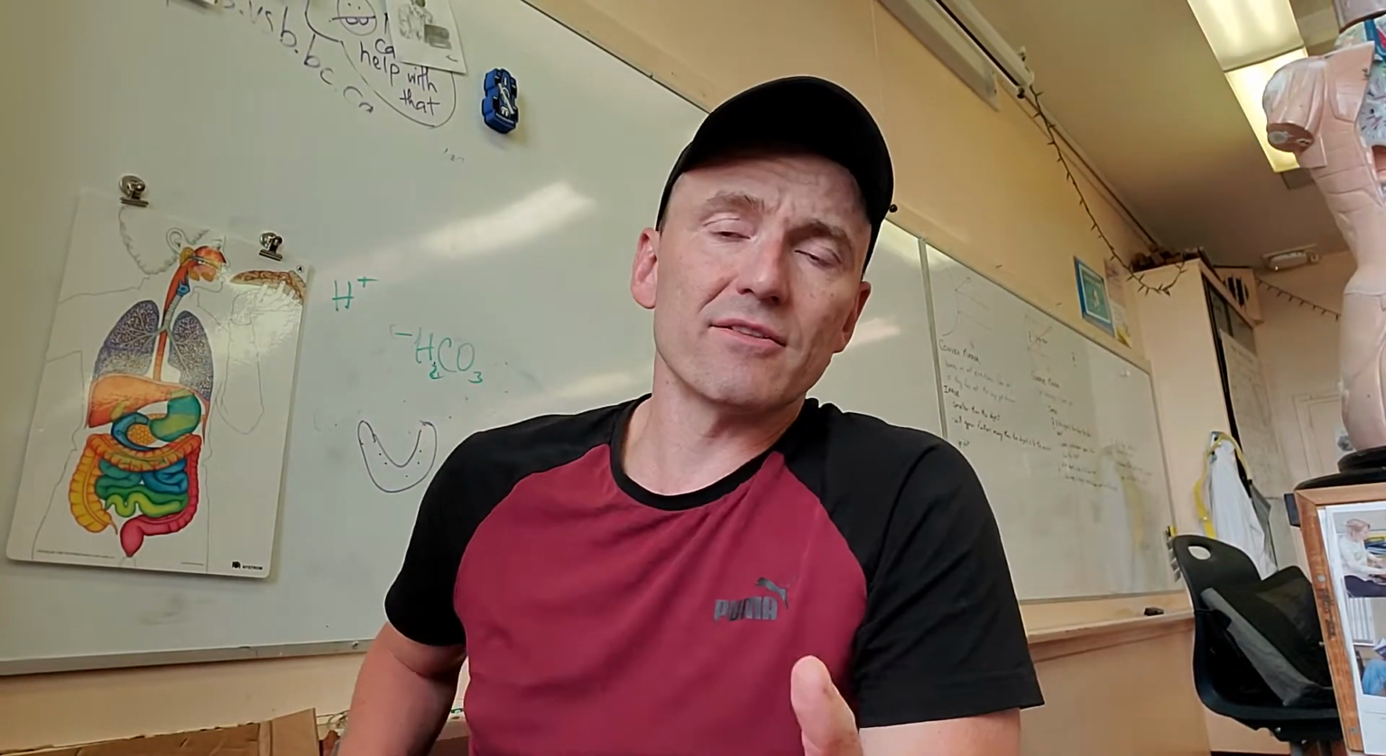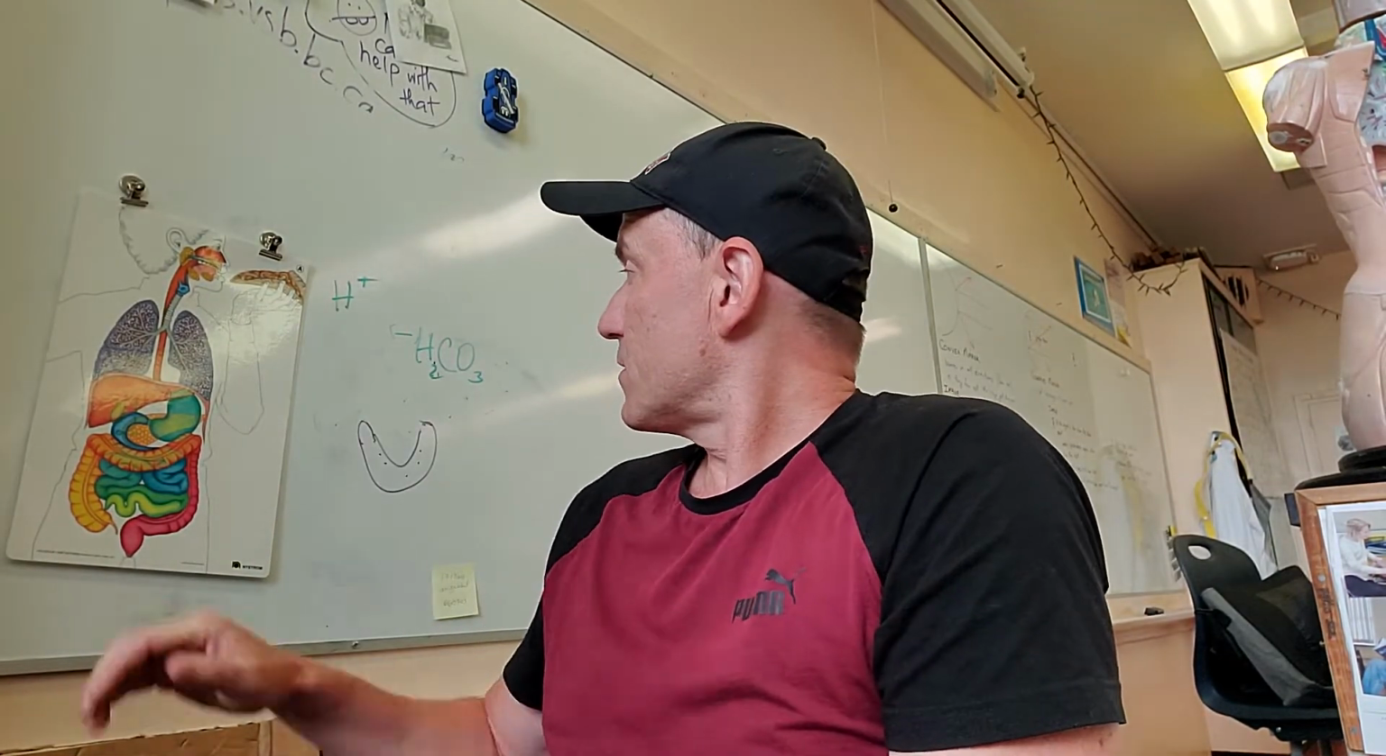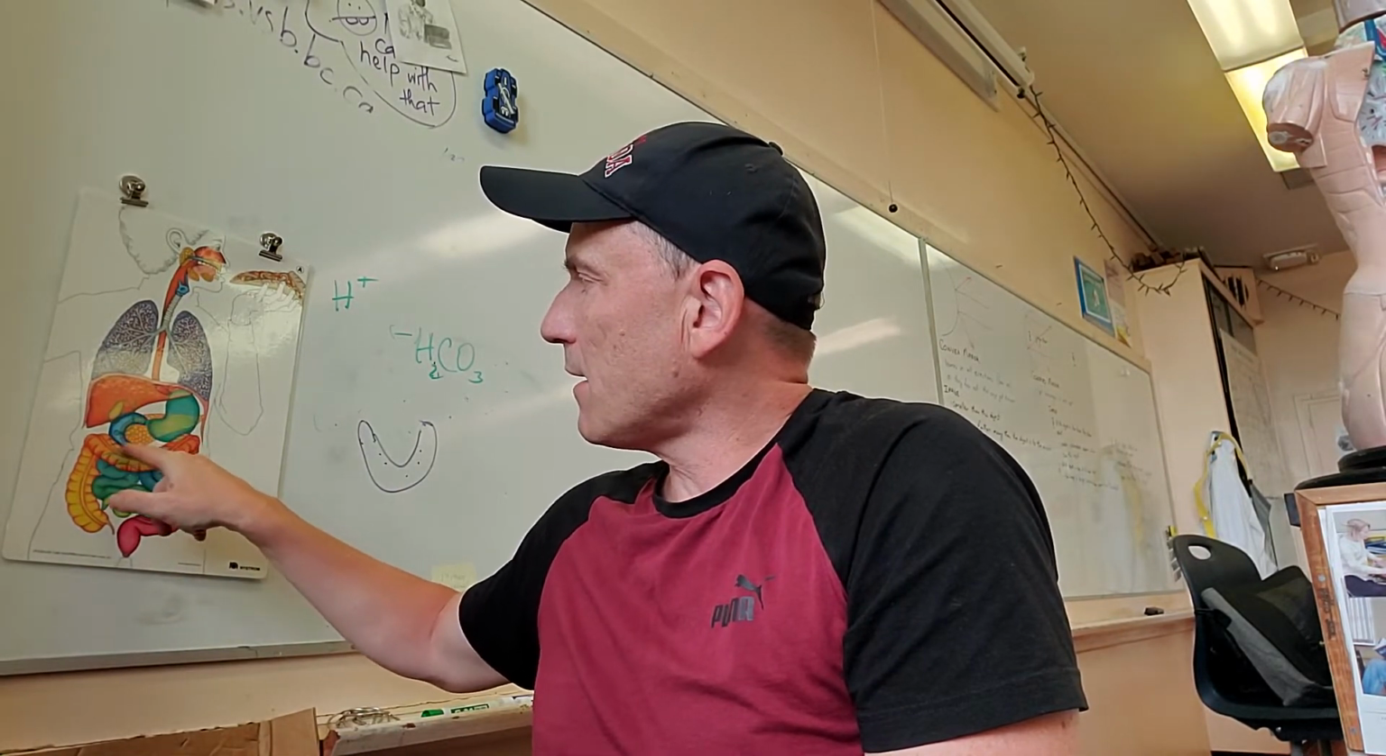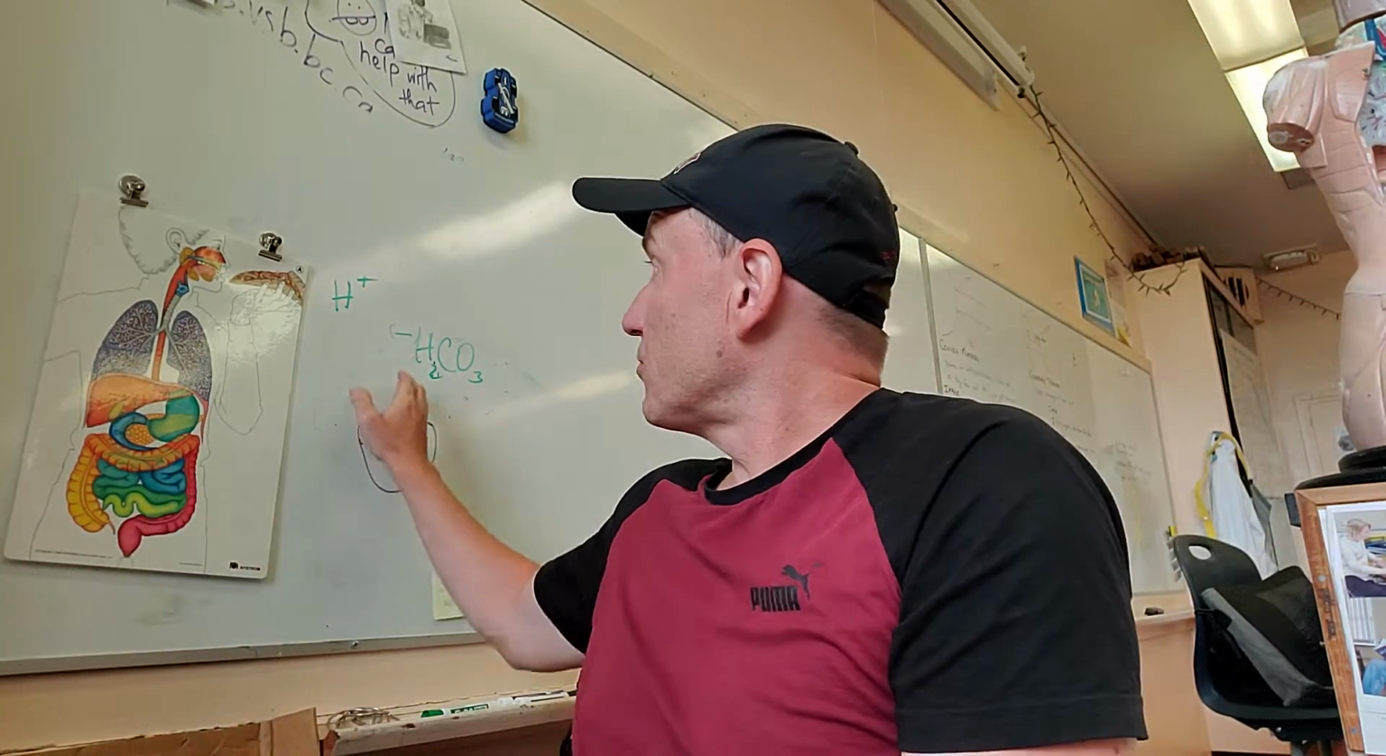In fact, as you move into the duodenum, it is basic. The stomach had a pH of around 2.5. The duodenum is 8.3, I want to say. Somewhere it says around 8. So it's basic, and that's thanks to bicarbonate in the pancreatic juice.